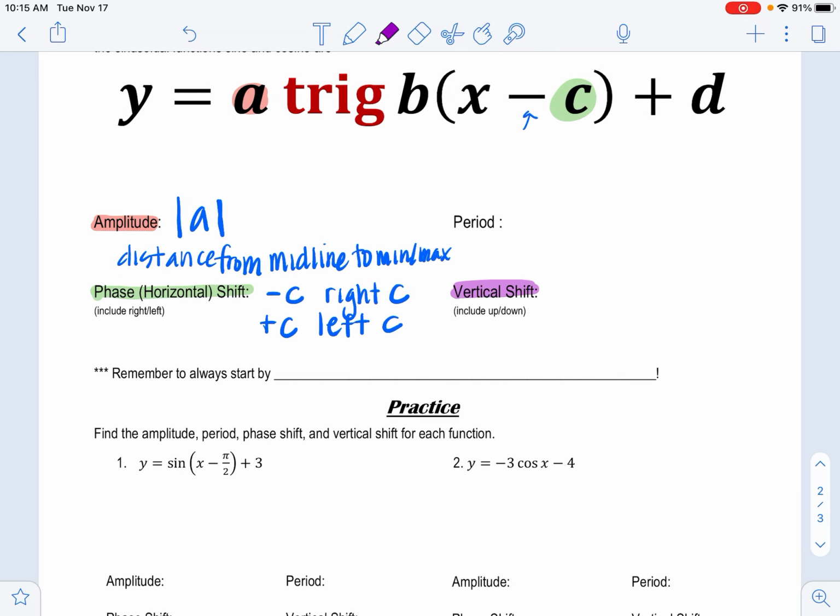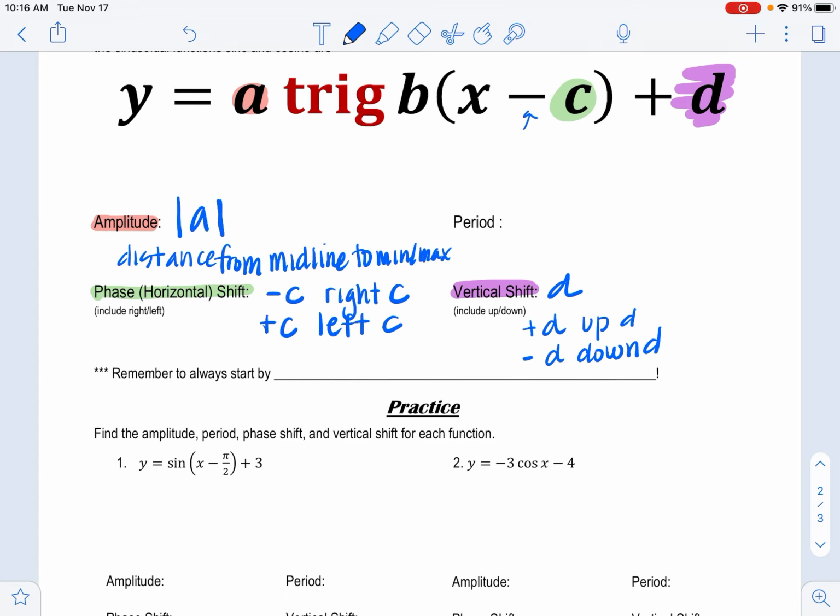Okay. Next, let's do vertical shift, because once again, most people can say, oh, I bet you that's D, and it is D. Let's just do D. And that's going to move you up or down. So if it's a positive number, a positive D, you're going to move it up. And if it's a negative number, you're going to move it down. And it's the value of D, whatever that is.